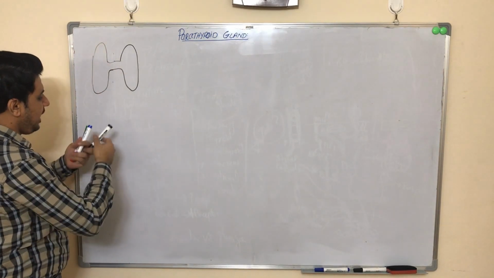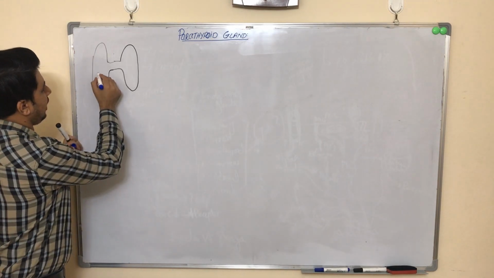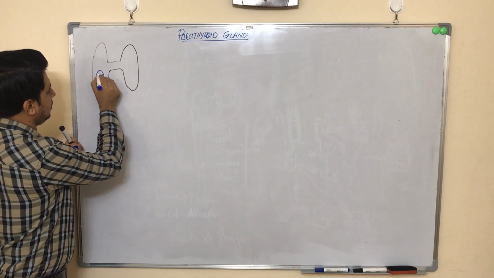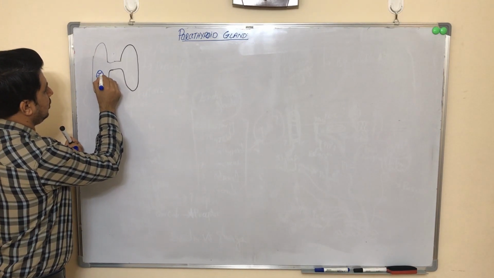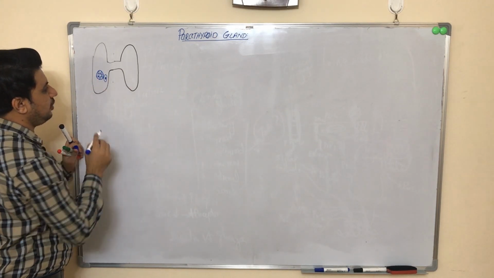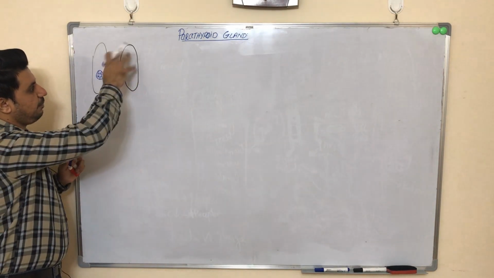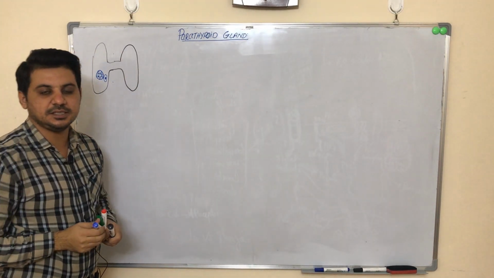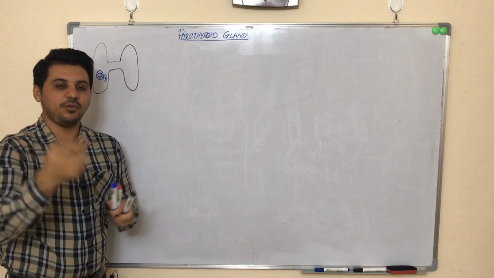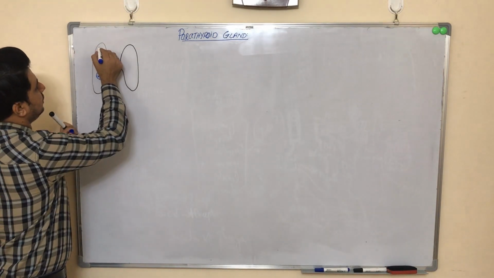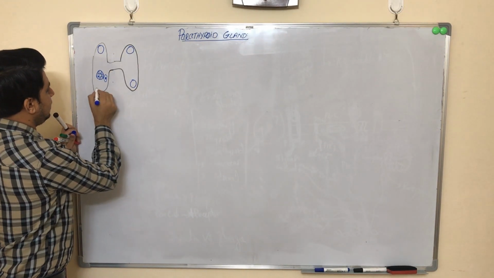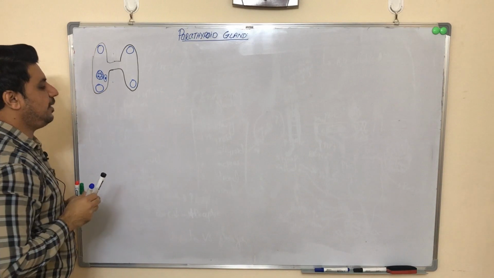This is the thyroid gland, and in the thyroid gland we have these follicular cells, right? And here we have parafollicular cells, and behind the lobes of this thyroid gland are situated the parathyroid glands. The parathyroid glands are 4 in number, like here: this is a parathyroid gland, this is a parathyroid gland, this is a parathyroid gland, and this is a parathyroid gland.